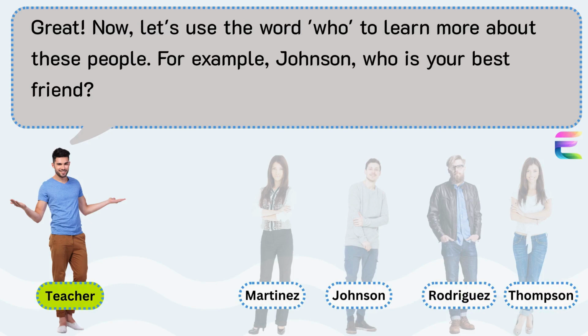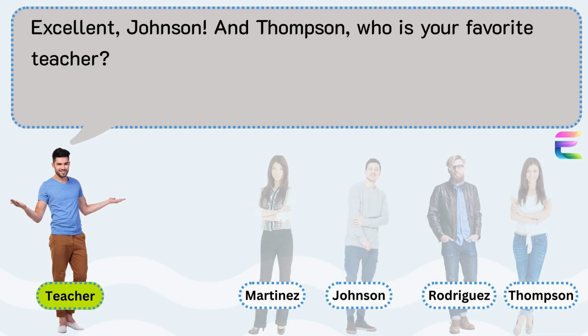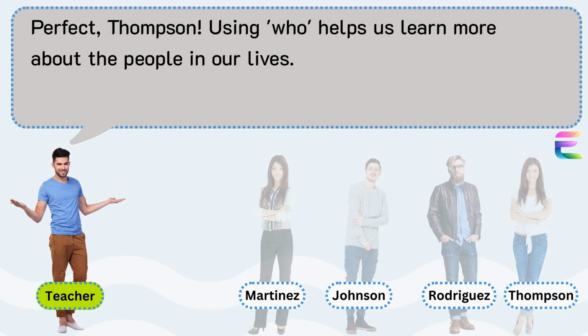Great! Now, let's use the word who to learn more about these people. For example, Johnson, who is your best friend? My best friend is Tim. Excellent, Johnson. And Thompson, who is your favorite teacher? My favorite teacher is Mr. Richards. Perfect, Thompson. Using who helps us learn more about the people in our lives.